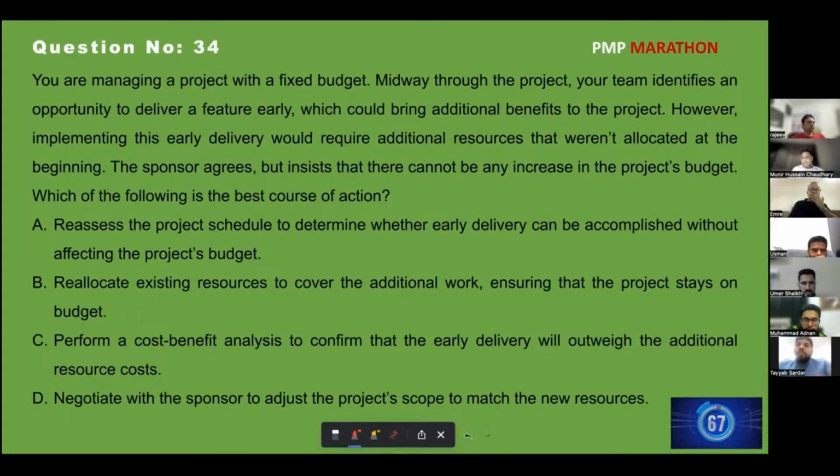You are managing a project with a fixed budget. Midway through the project, your team identifies a change which could bring additional benefits. However, implementing it would require additional resources. The sponsor insists there cannot be any increase in the project budget. Reassess whether we can, without affecting the budget, get the additional work done. Okay, this is a good question. Two options are there.